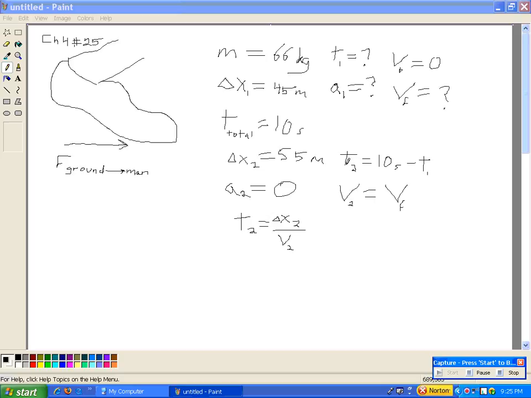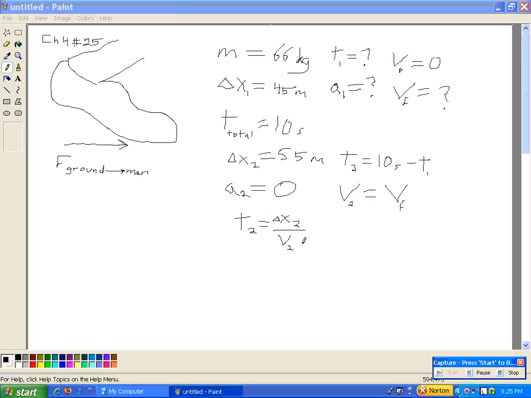You could also look at this as this formula. This is the same thing as velocity equals distance over time, but I solved it for t. So time is distance over velocity. Okay.